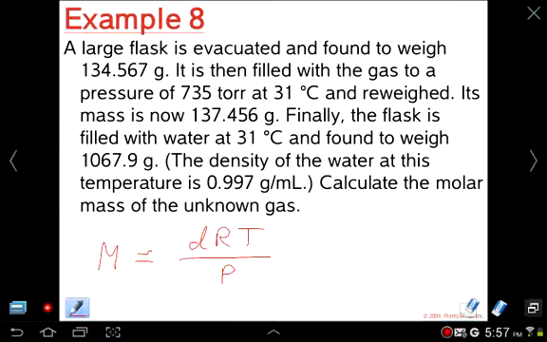Now, the temperature is given to us. That's easy enough to find. The R is a known value. The pressure is also given to us. Our only issue here is to find the density. And essentially the density, remember, is grams per liter of the gas.